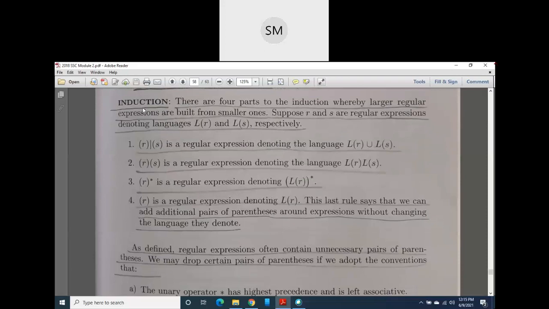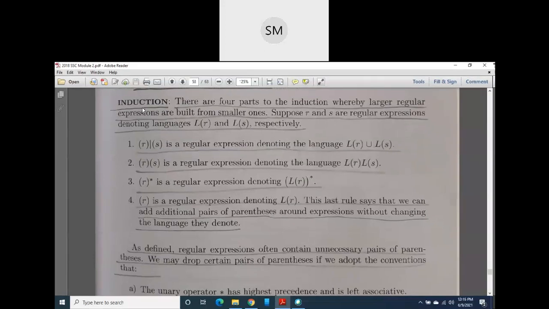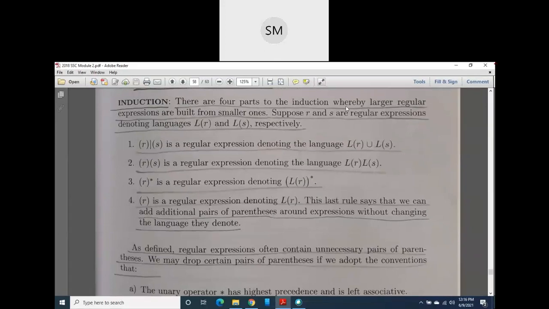Then come to induction. There are four sub rules, four sub parts, where the larger regular expressions are built from smaller regular expressions.